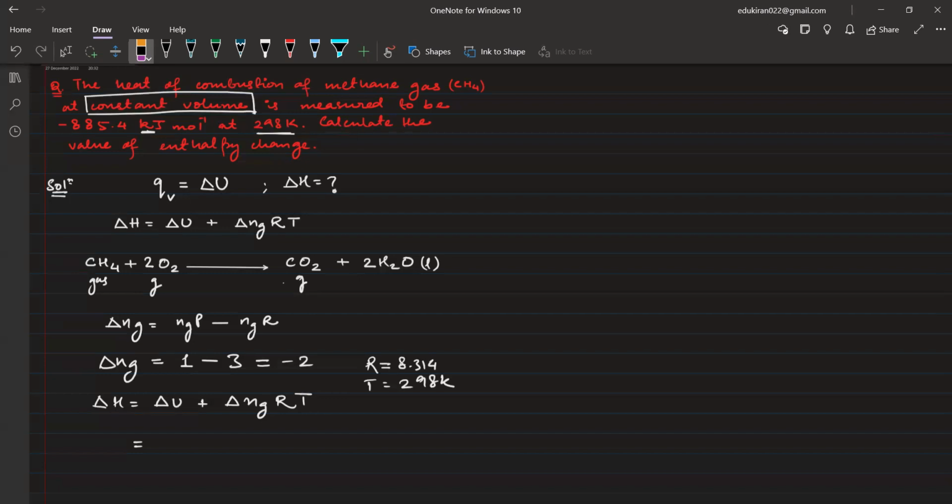The value of delta U is given here. This is Q, that is the heat, minus 885.4 kilojoules per mole.